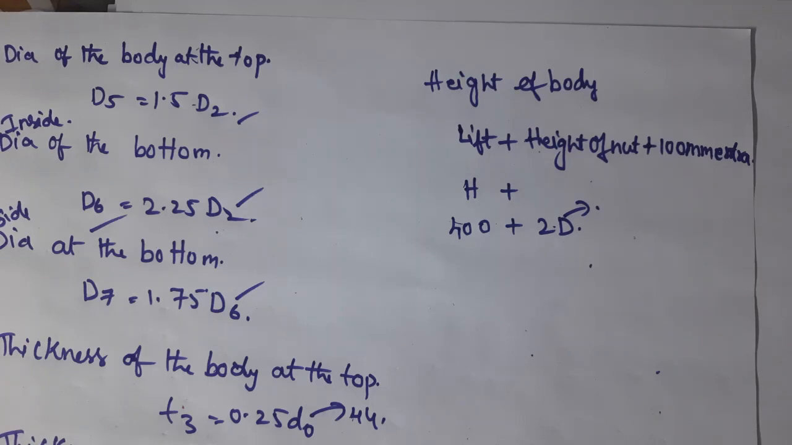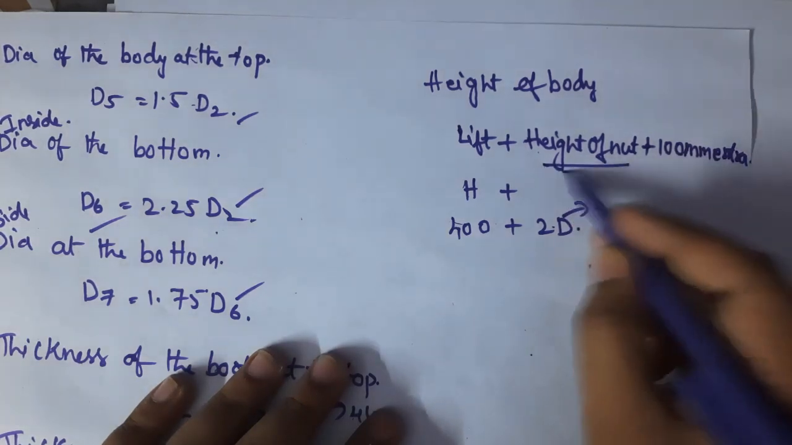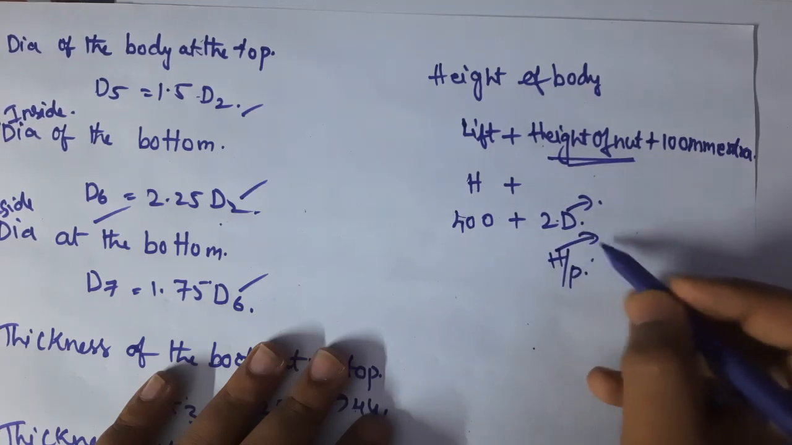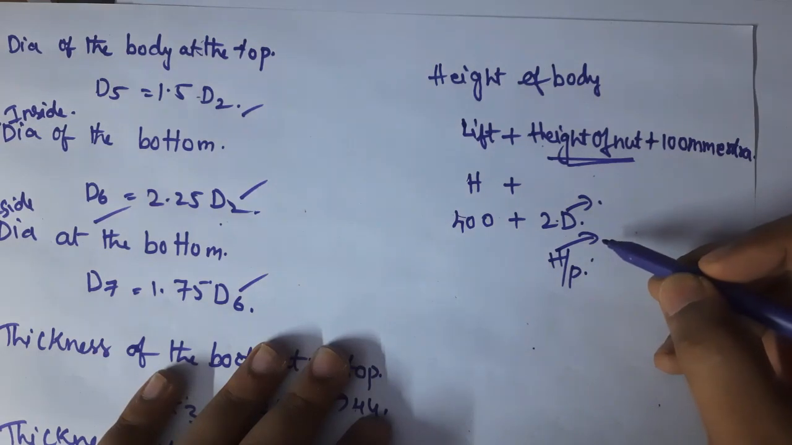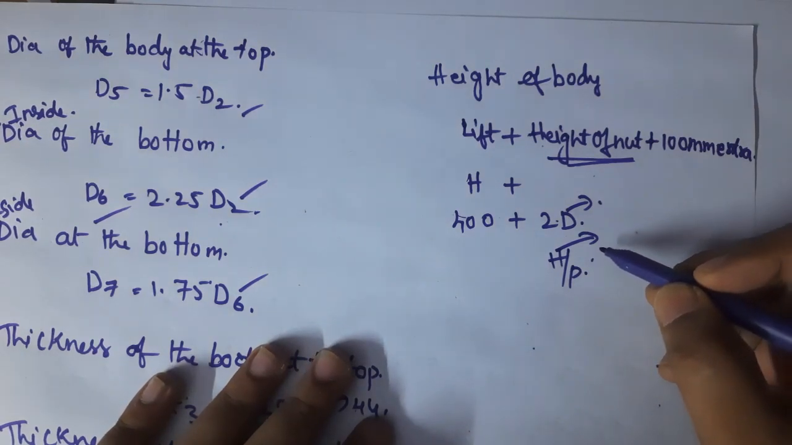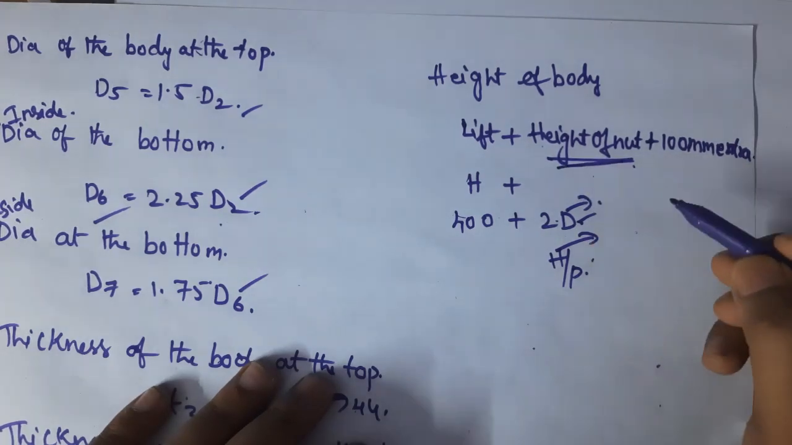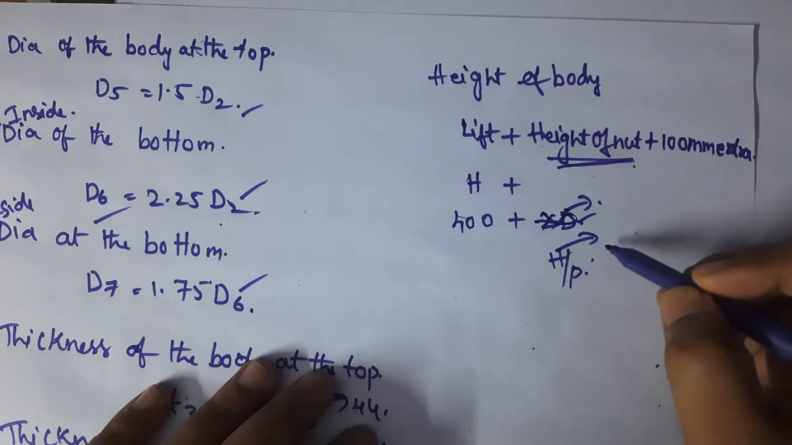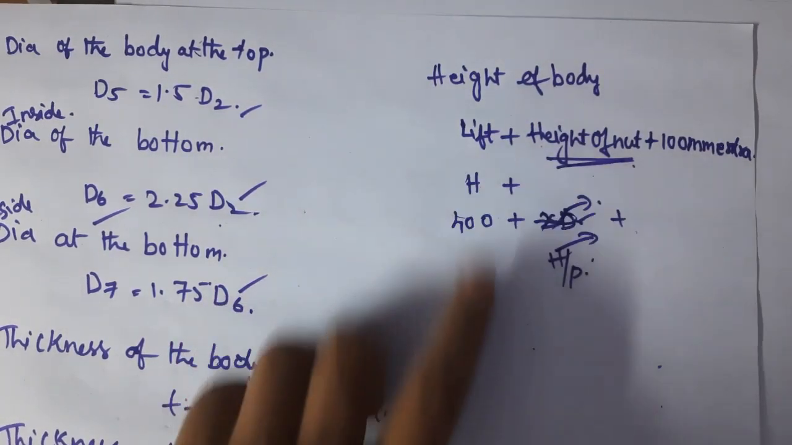Here, the height of the nut is what we have calculated by the h by v formula, so that's why we can directly insert that value. We can directly insert the h value here as the height of the nut, not as 2d. Directly insert the value plus 100 mm. So you can get the height of the body.